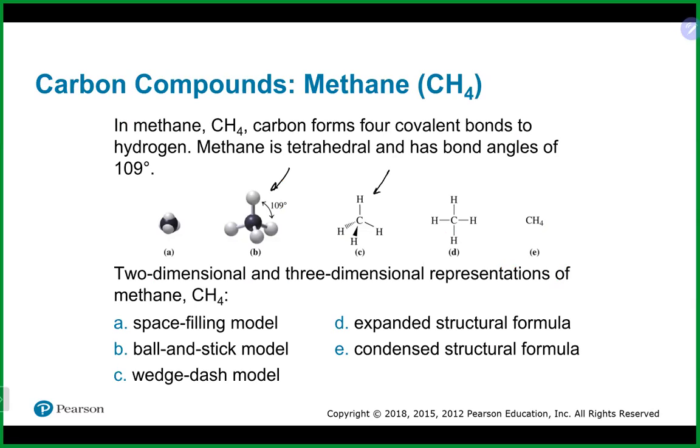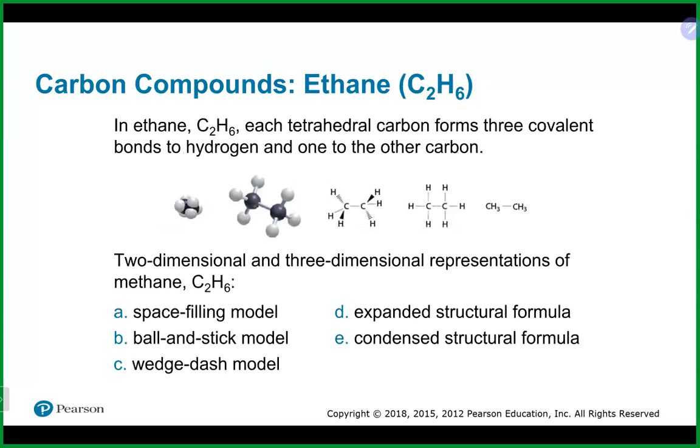Wedges and dashes mean the atom is going behind the page, or the wedge is coming out from the paper. They show the three-dimensional structure. Expanded structural and condensed formulas are kind of the same in this case. For methane, since there's only one carbon, the condensed and the molecular formula are pretty much the same.